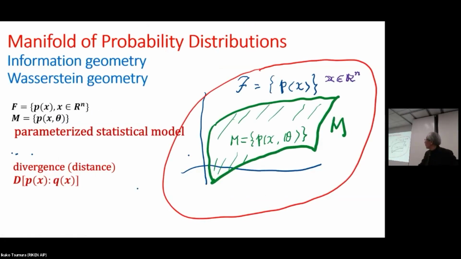So think about the manifold of probability distributions P of X, where X is something like an n-dimensional Euclidean space. What is the natural geometry to be introduced? There are two geometries. One is Fisher-Rao geometry, based on the likelihood, and more mathematically, it is based on the invariance principle given by Chentsov. But the other, Wasserstein geometry, is much older, maybe 300 years ago.